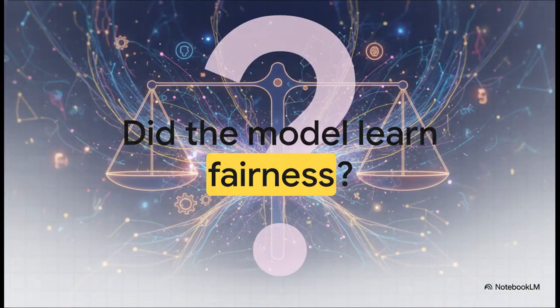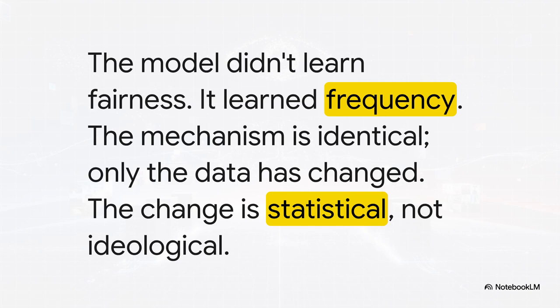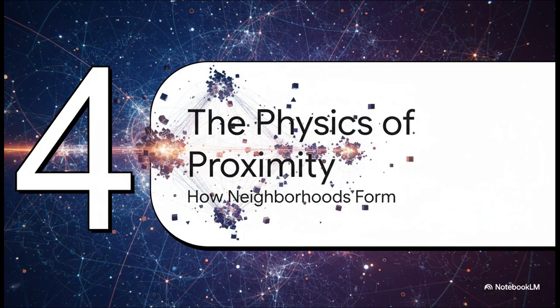statistical reality. So you look at this change, and it's easy to think, great, the model's output is more fair now. But did the model actually learn the concept of fairness? Nope, the model didn't learn fairness. It learned frequency. The underlying mechanism is exactly the same in both cases. It's just mapping the most common associations in its new dataset. The change isn't ideological at all. It's purely statistical.